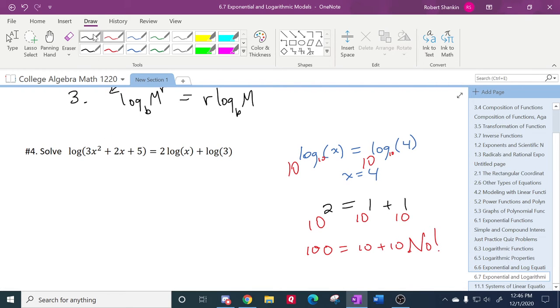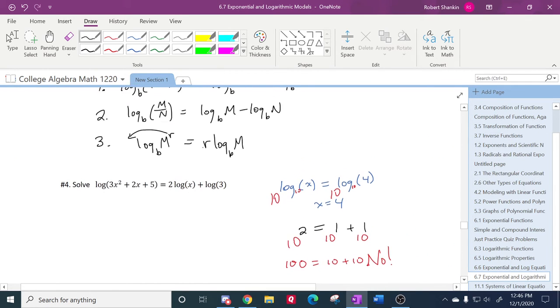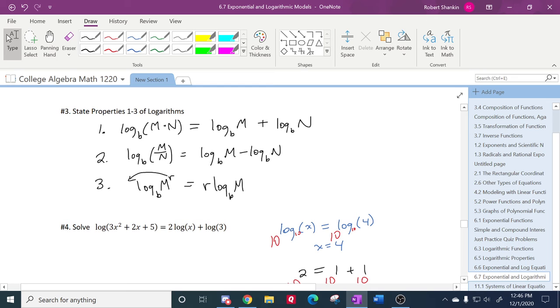Okay, so what I have to do is combine these into one logarithm. Now, good thing I have the properties written down. If you ignore the test, just dump down the properties, so you've got something to refer to. Which property do I need? My first impulse is I need property 1.